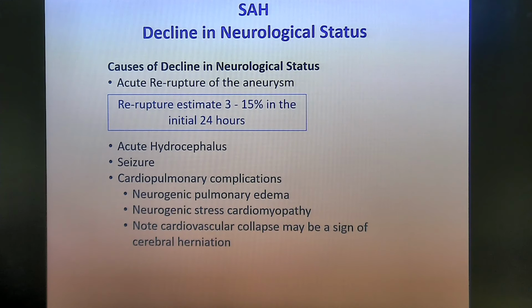It is not uncommon to see a decline in neurological status for patients presenting with subarachnoid hemorrhage. Again, based upon the timeline, it directs you towards the possible causes of such a decline. Before securing the aneurysm, re-rupture is a common cause of change in status. Acute hydrocephalus and seizure are also something to think about early on in the course of these patients.